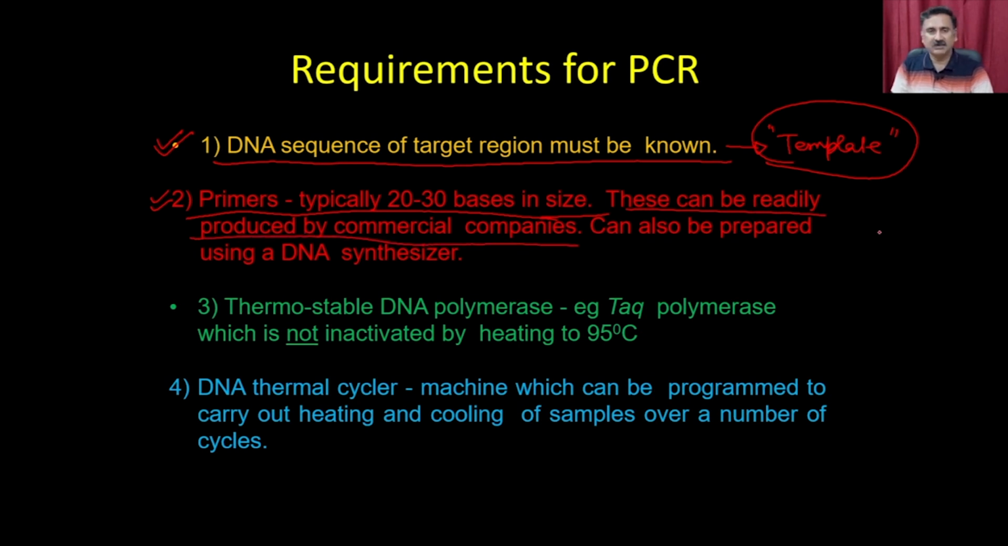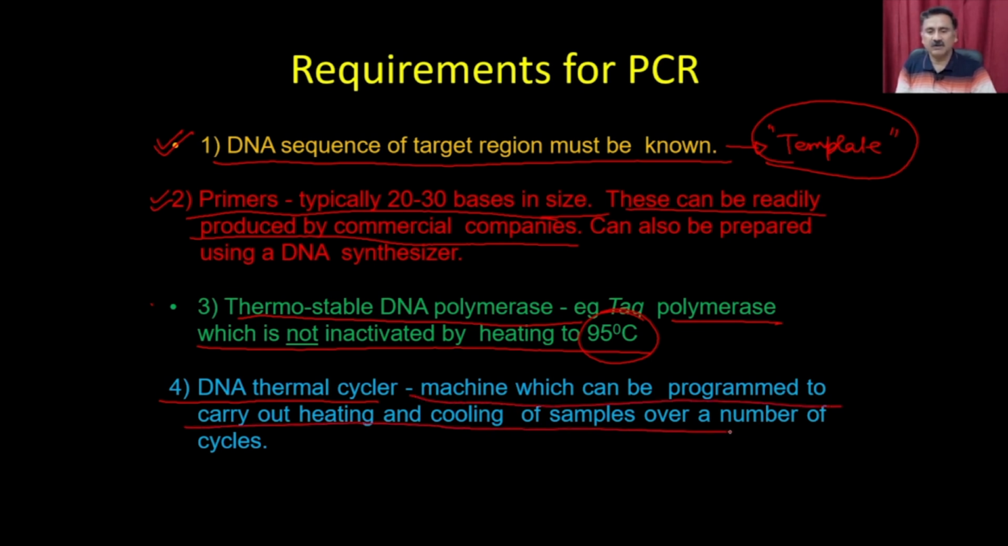Primers are nothing but oligonucleotide sequences, and once you design them, you can give those sequences to the companies and they will give you the synthesized oligos. Then the third requirement is a thermostable DNA polymerase, for example, Taq DNA polymerase, which is not inactivated by heating even at 95 degrees Celsius. And then you also require a machine called a DNA thermal cycler, a machine which can be programmed to carry out the heating and cooling of a sample over a number of cycles.